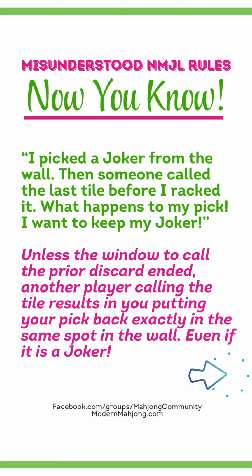What about if I picked a joker from the wall? Yay me! Then someone called the tile, the last discard, before I racked that joker. What happens to my pick? I want to keep my joker. Unless the window to call the prior discard ended, another player calling a tile results in you putting back your pick exactly in the same spot, even if it's a joker.